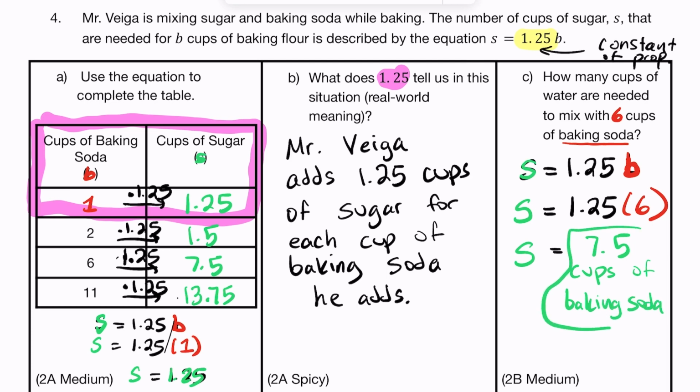Okay, and that's going to be my final answer. In this case, I do have this in the table. I'll give you a different number in the quiz, so you want to be able to do this. But all you need to do is, just like you would if it was in the table, take the cups of baking soda from a word problem, multiply by the constant of proportionality, and it tells you your cups of sugar.